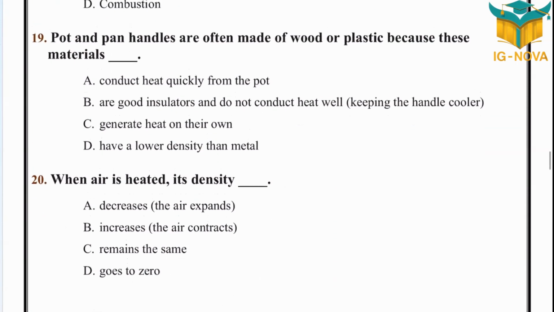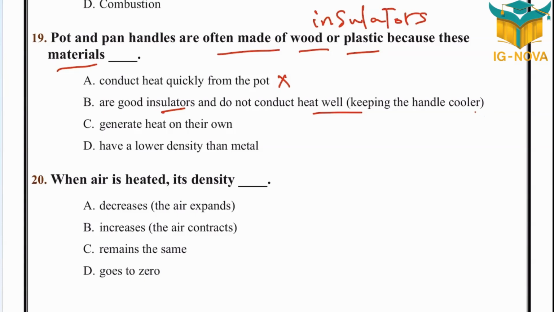Question 19. Pot and pan handles are often made of wood or plastic because they are these materials. Wood and plastic are insulators. They don't allow heat to transfer through, so they don't conduct heat quickly or well, keeping the handle cooler. So I'm going to go for B. When air is heated, the density decreases. Air expanding moves up.